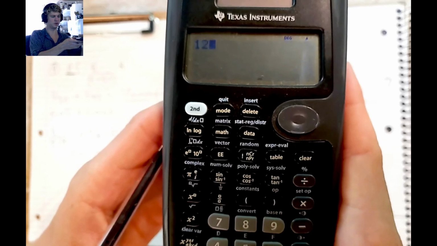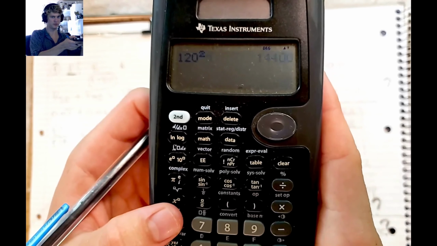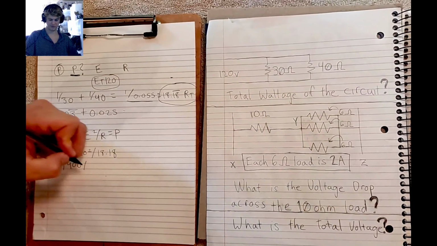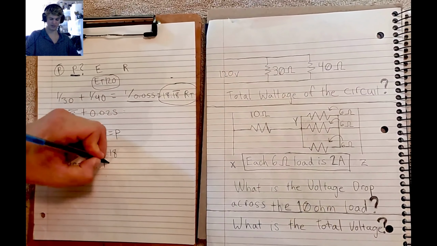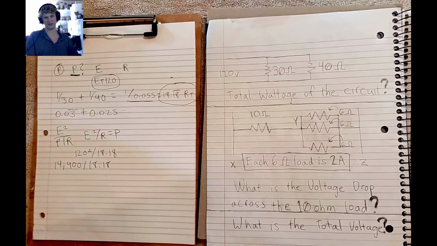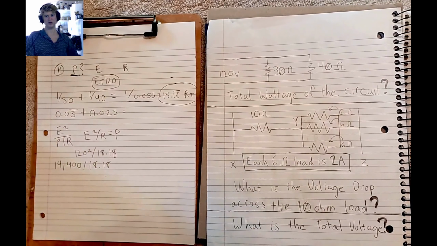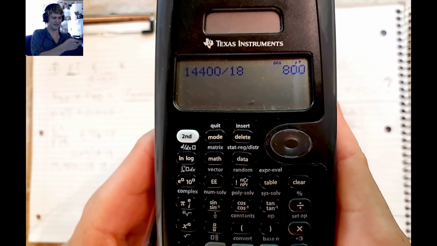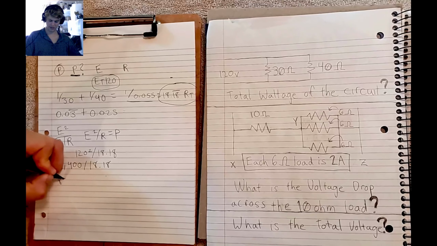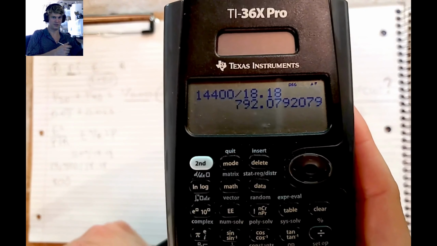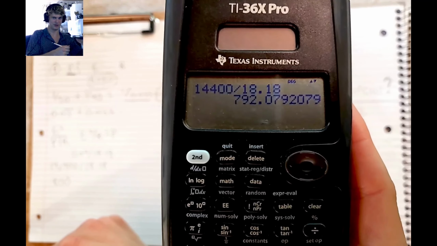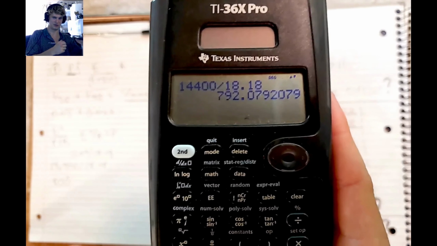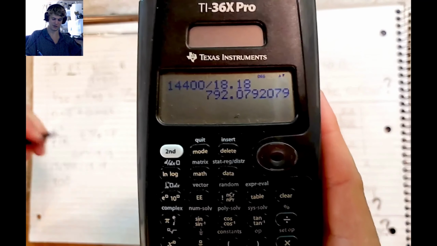So we do 120 squared. It's going to be 14,400. And we're going to divide that by 18.18. We might just call it 18. So let's first just do 18. 14,400 divided by 18, and I'm going to get 800. If I did divide it by 18.18, I would have 792.079. So we can see it's probably not a favorite answer, but I'll at least write down 792.